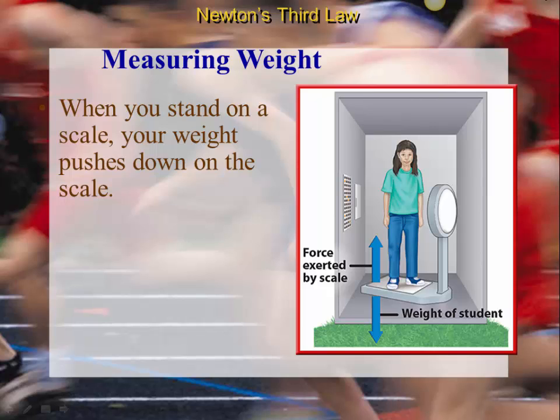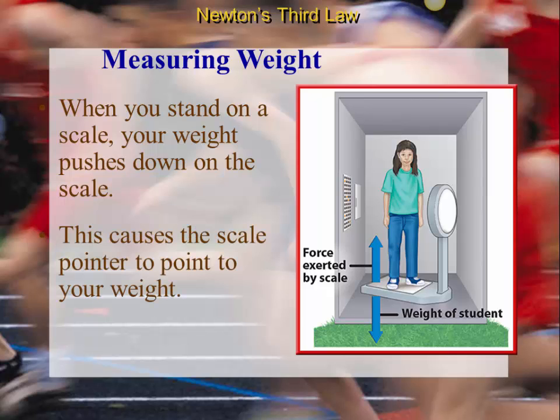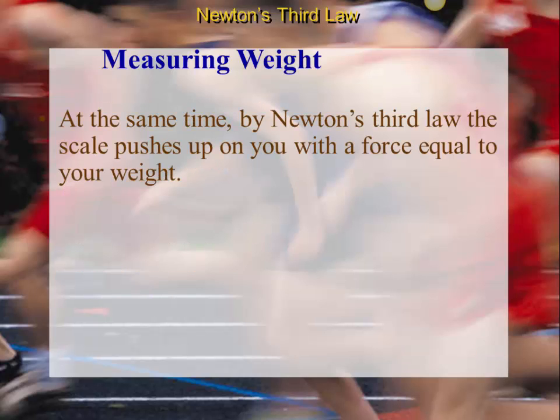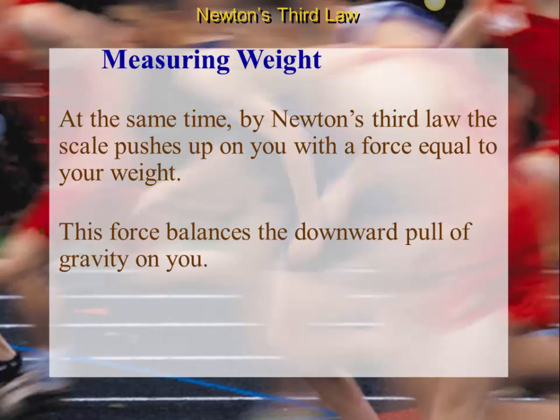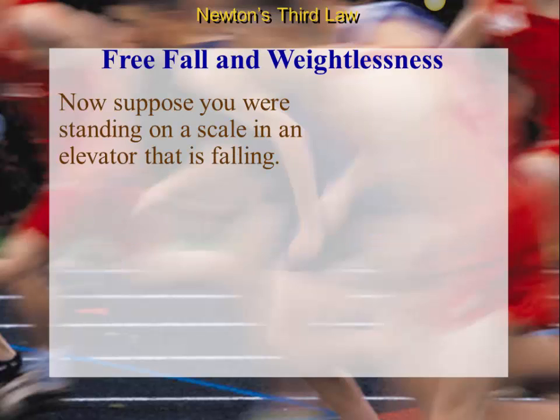So let's picture this. You're standing on a scale, your weight is pushing down on the scale, and that's what gives you your weight. The arrow moves and it tells you how much you weigh. At the same time, by Newton's third law, the scale pushes up on you with a force equal to your weight. So this force balances the downward pull of gravity on you.